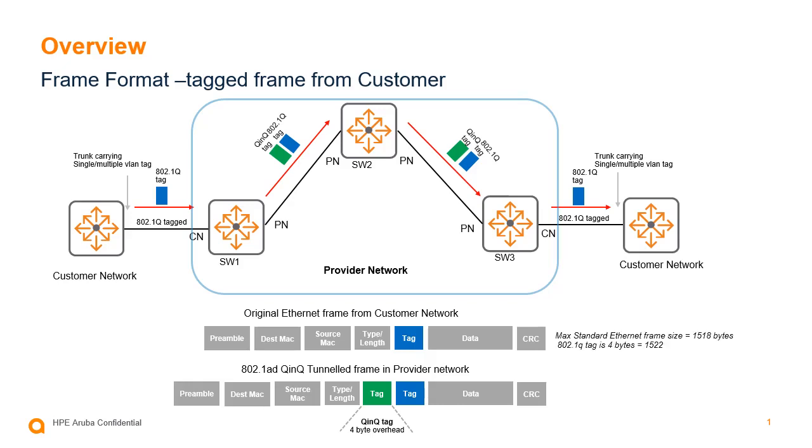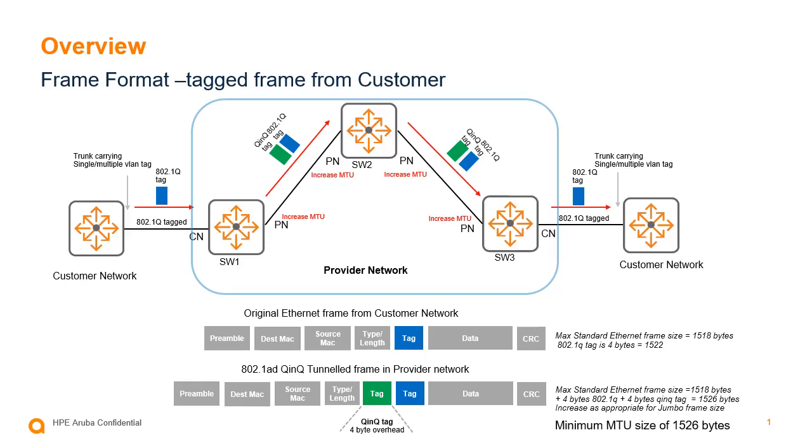So we need to talk about MTU sizes. The MTU size for the maximum standard Ethernet frame is 1518 bytes. But this excludes the 802.1Q tag, which is another 4 byte overhead. And the QinQ tag adds another 4 bytes to the frame. This gives a minimum MTU size to support QinQ with 802.1Q tags as 1526 bytes. So a minimum MTU size of 1526 bytes, more if using jumbo frames, is required on each PN port on the provider network.